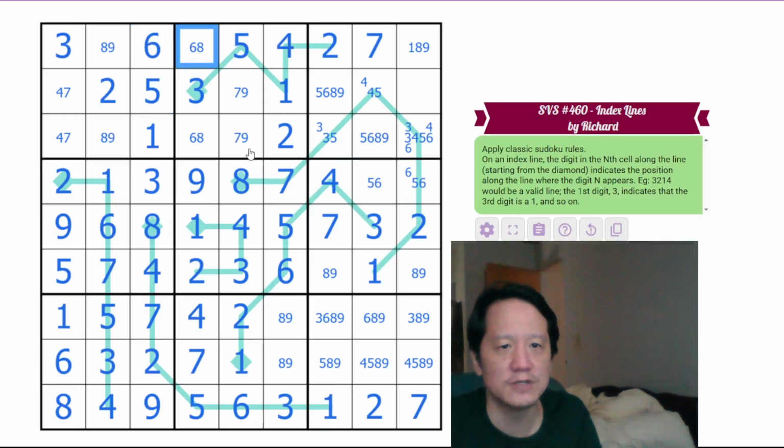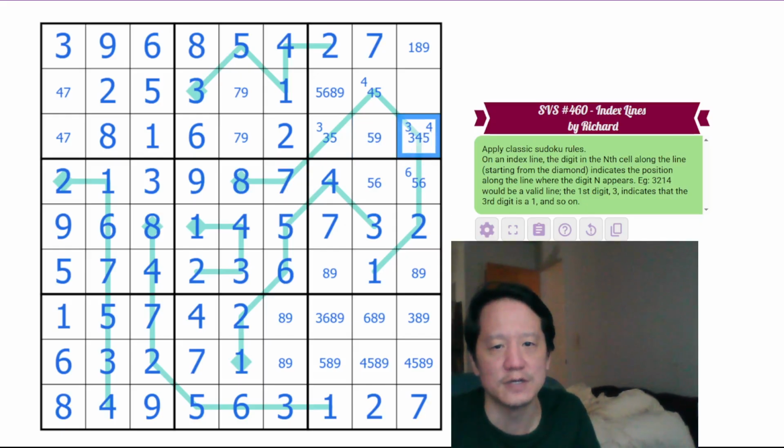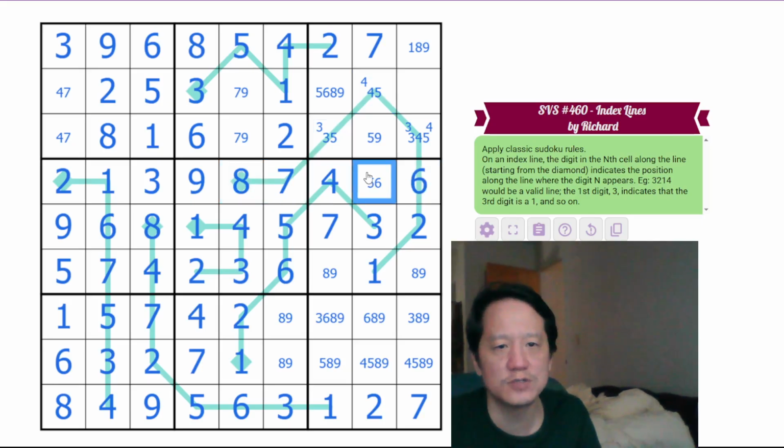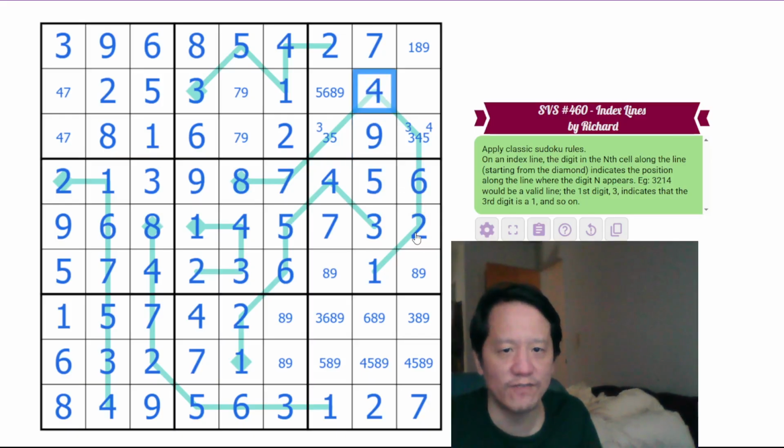6 eliminates 6 here, so that's 8 and 9. 9 eliminates 9 here, so it's 8, which makes that 6. So no 6 or 8 here. This can't be 6. Where is 6 on this index line? It must be here. So this is 6, which makes this 5, which makes this 9. 5 eliminates 5 here, so that's 4.